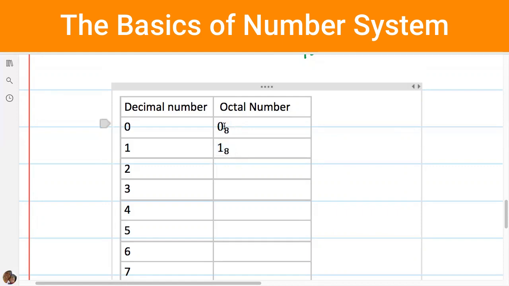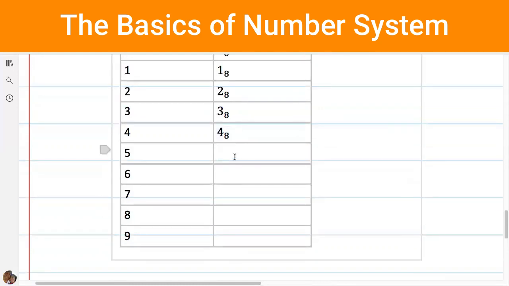I will copy this first. What about 2? 2 is also represented by 2. 3 is also represented by 3. 4 is also represented by 4. Until when? Until what number? Okay, 5 is also represented by 5. 6 is also represented by 6. 7 is also represented by 7.